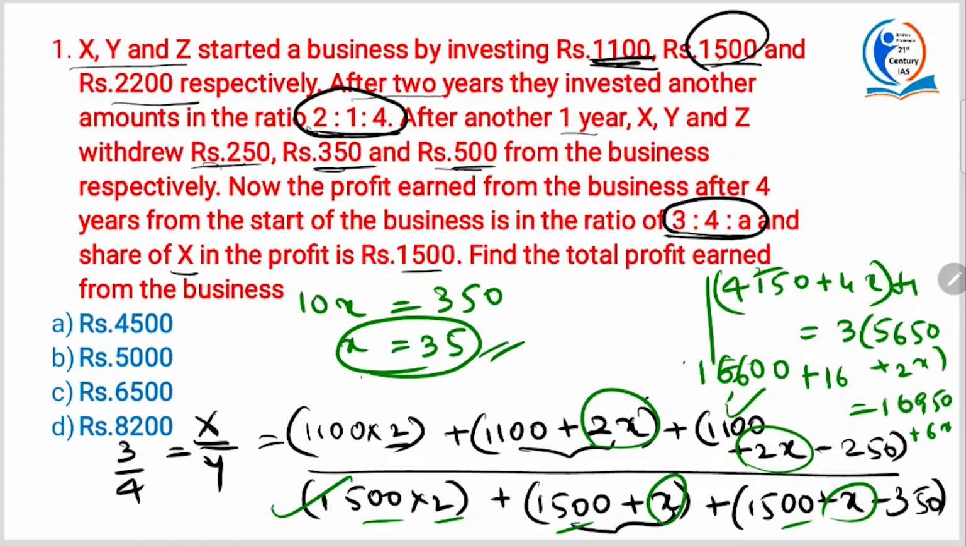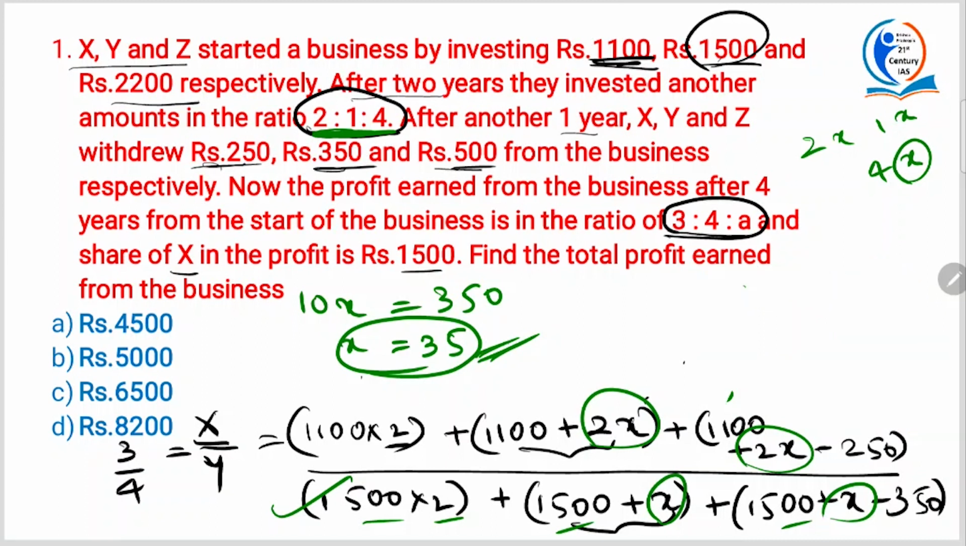Now what is this x? It is the common ratio for this one. We've taken 2x, 1x and 4x as the investment made after 2 years. So this x is 35. Now to find out the total profit earned from the business, we need to find out what. Here we've taken X is to Y. Now we will take X is to Z.